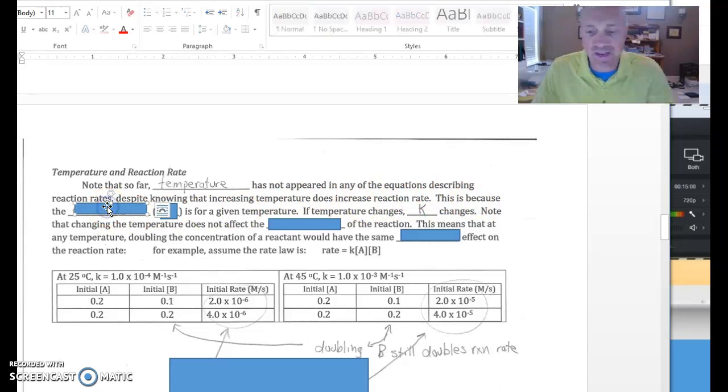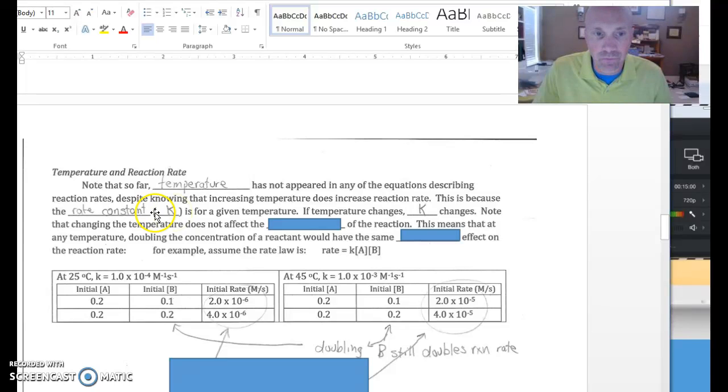This is because we have been talking about this rate constant, which is K. And anytime we've given a rate constant, that rate constant is for a specific temperature. So it's not that temperature doesn't matter. It's just that it's contained within that specific rate constant. If you were to do the reaction at a different temperature, you would have a totally different rate constant, K.